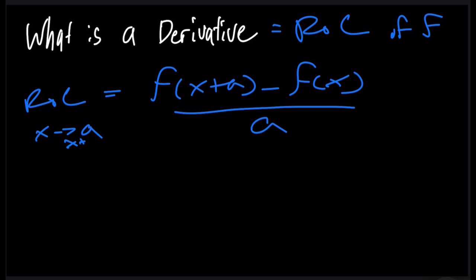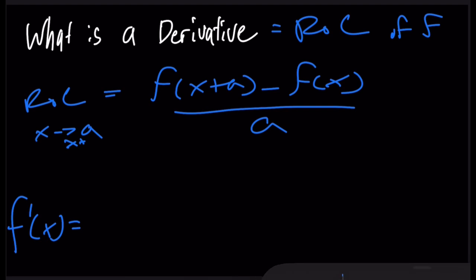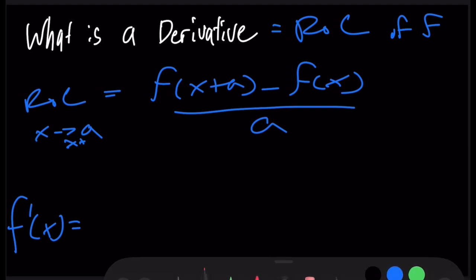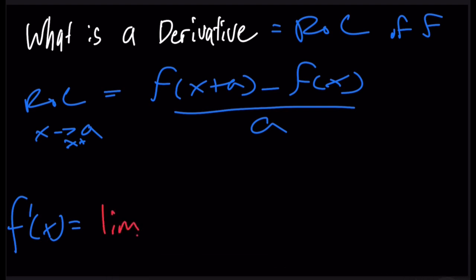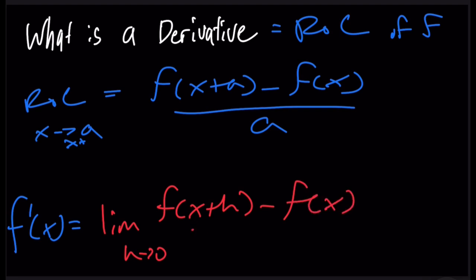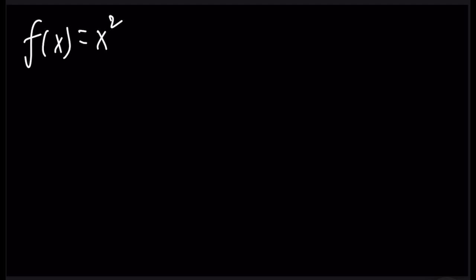And so if we want a to be an infinitesimally small number, which is what the derivative entails, we can write the derivative, or f prime of x, as the limit as h, we'll use h, approaches 0 of f of x plus h minus f of x all over h. Now, given this definition, let's just try this for a random function.